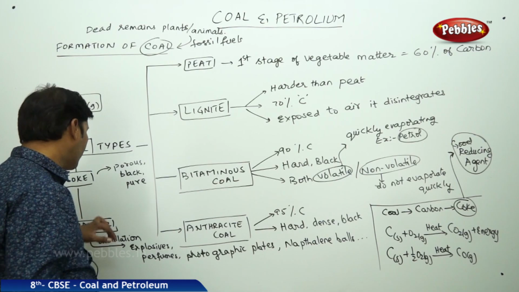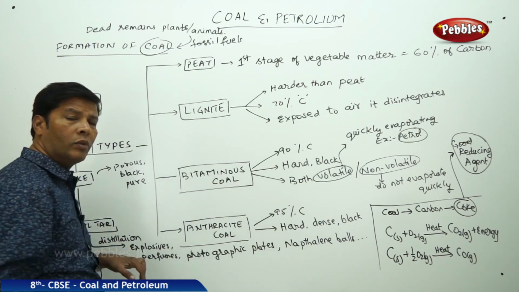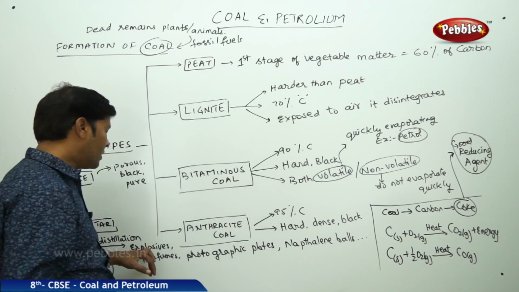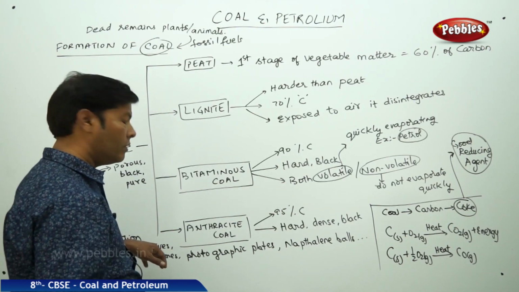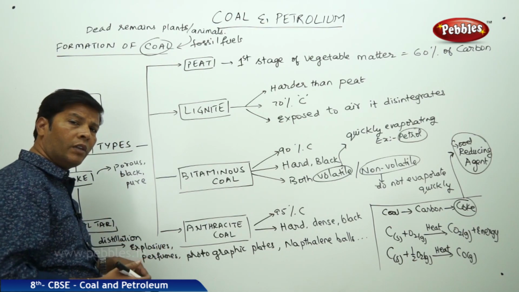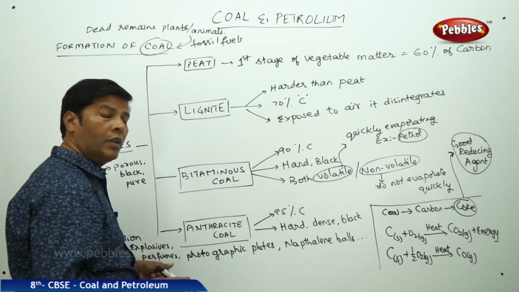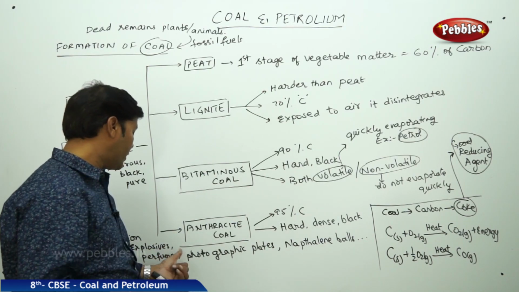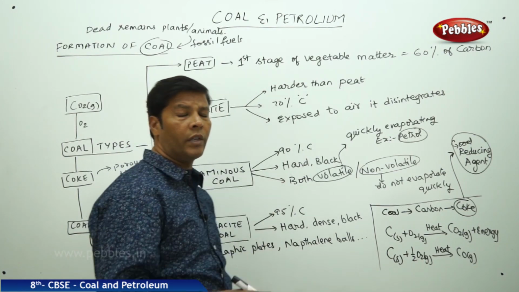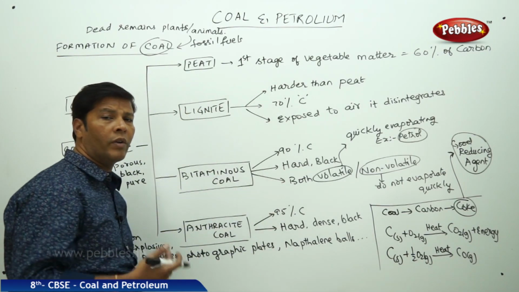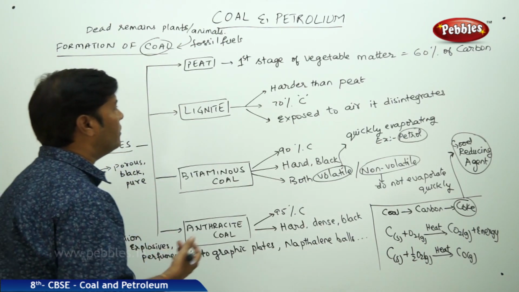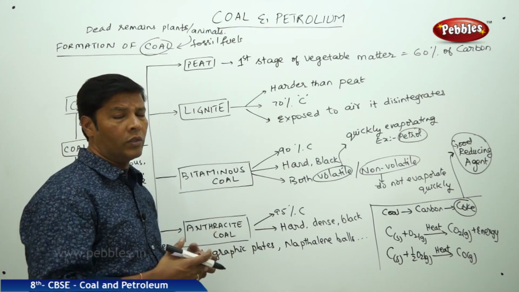Then the second batch of the coal, when subjected to destructive distillation, gives coal tar. Coal tar again subjected to destructive distillation gives different byproducts that we can use for different applications: explosives, perfumes, photographic plates, naphthalene balls. It can be used even in drug chemistry for the manufacture of useful drugs, and so on and so forth. So this entire chart will make us understand how coal originated.